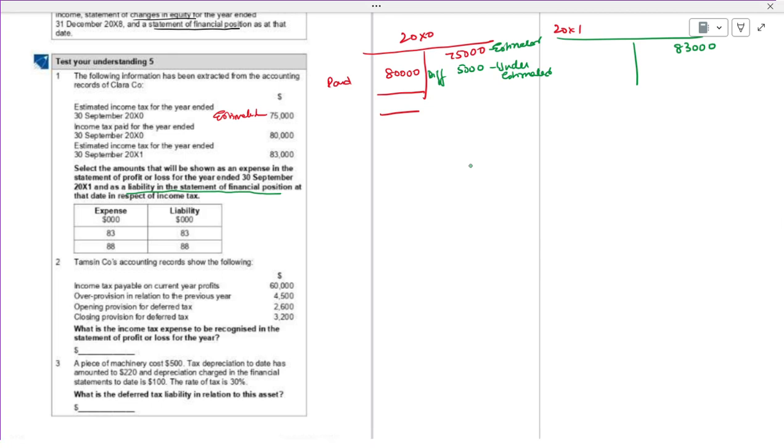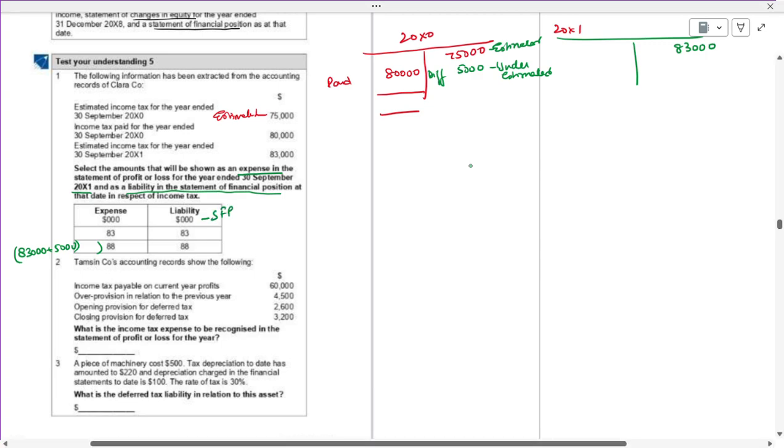Now, you have to tell how much you have to show as a liability. Income tax: first, how much do you have to show as the expense in the year 2001? 88,000. How? 83 plus 5,000. And how much do you have to show in the income tax liability in the statement of financial position?